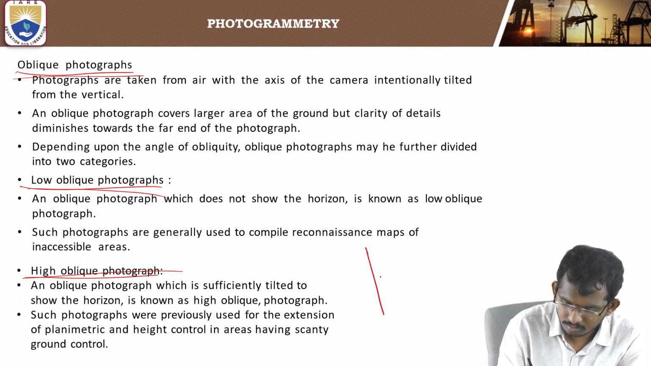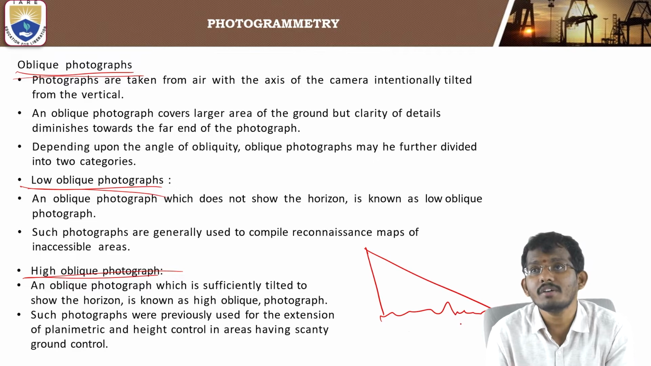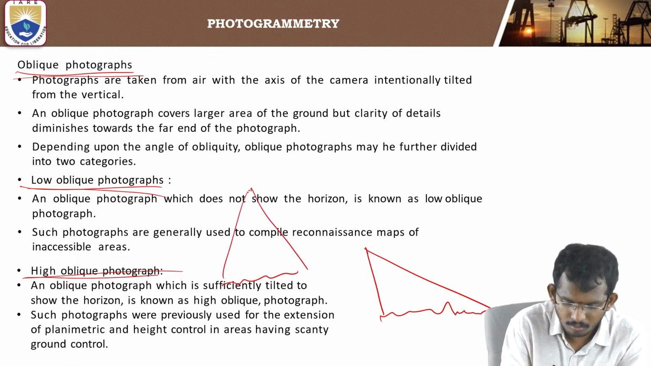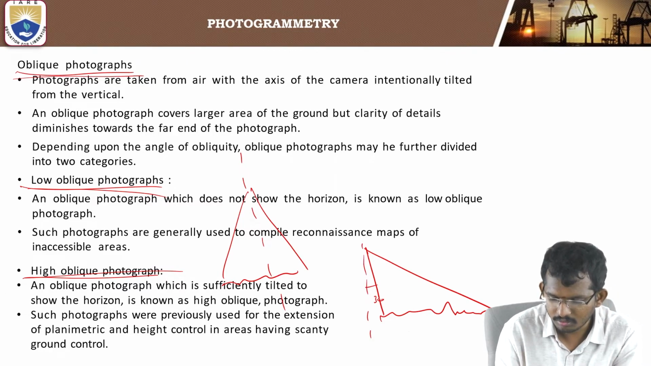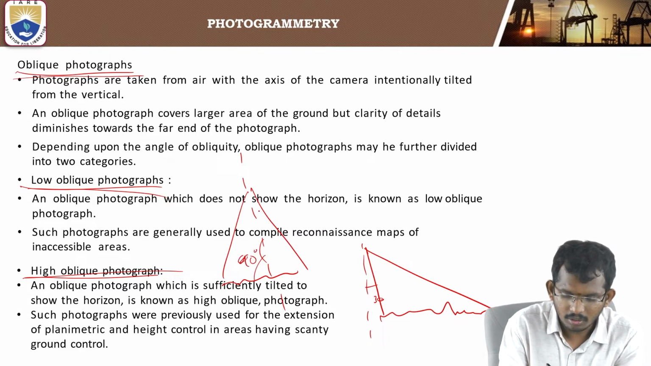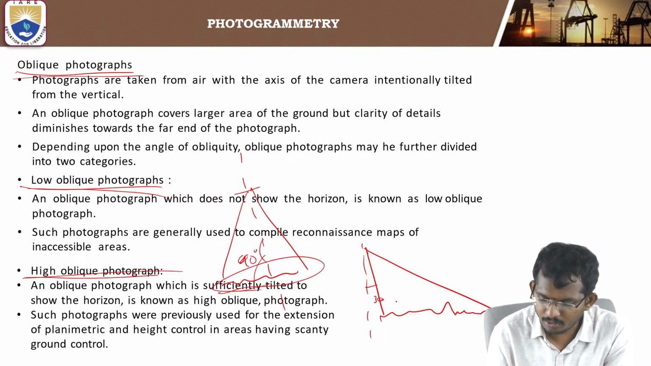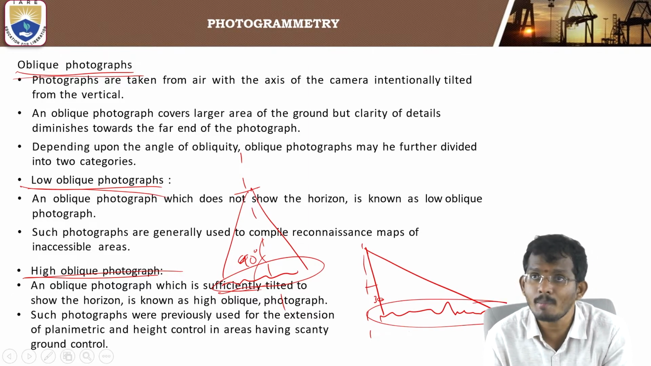An oblique photograph can cover more area than a vertical photograph. This is the plumb line. It is at an angle of 30 degrees here, while the plumb line is at 90 degrees with the Earth. A vertical photograph covers a small area compared to an oblique photograph. So that is the main advantage of taking an oblique photograph.